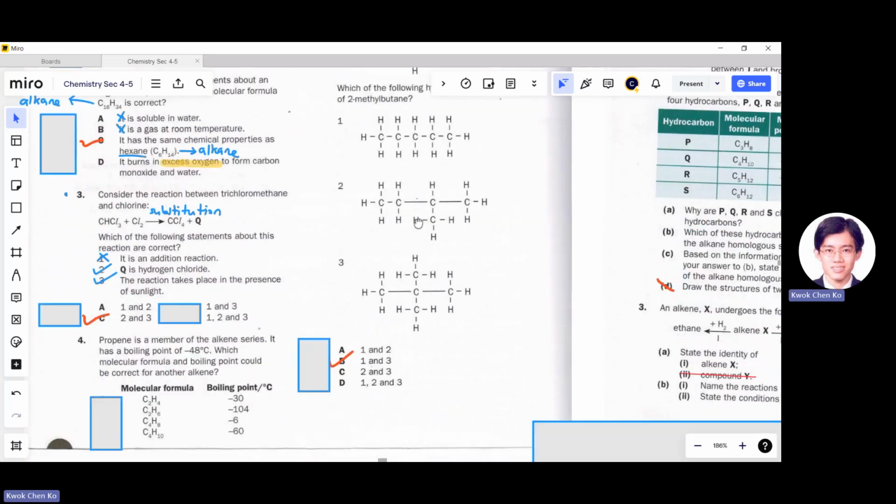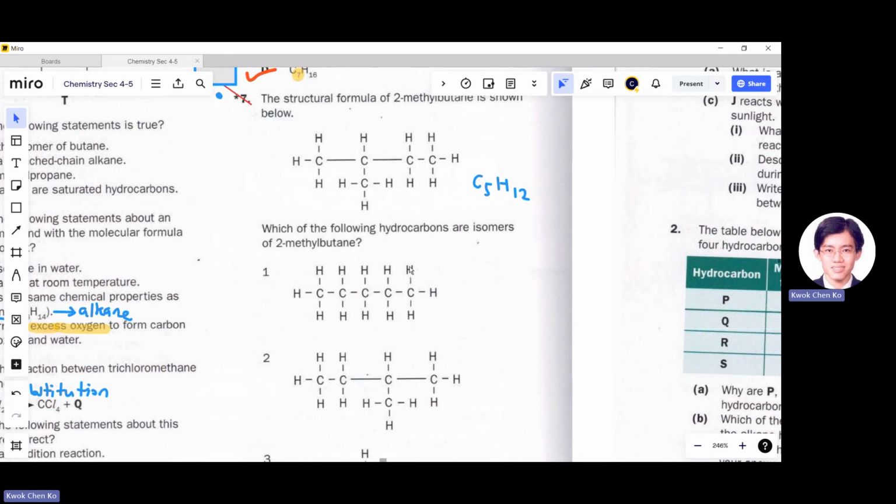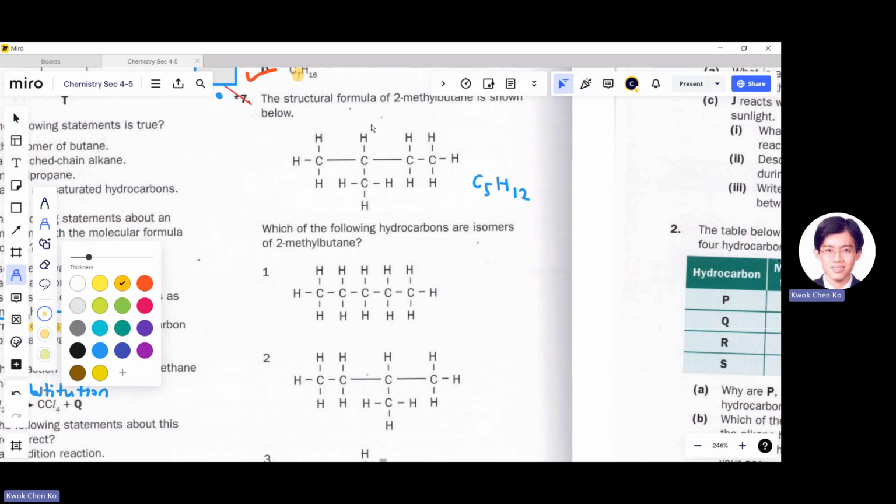But the thing is this. How come 2 is not counted? It's not just counting it. There's something else.